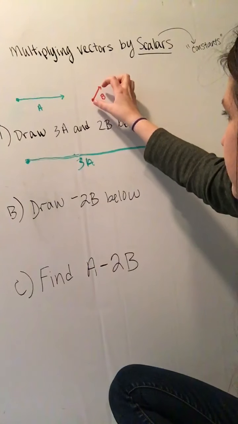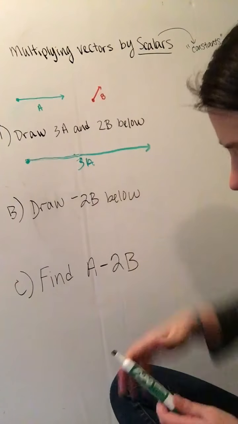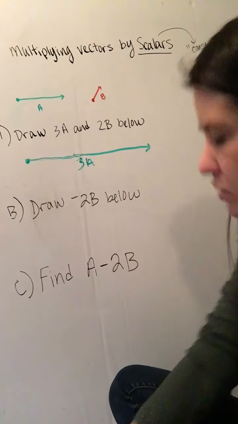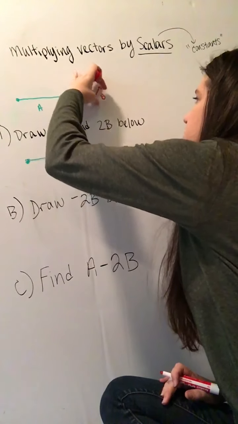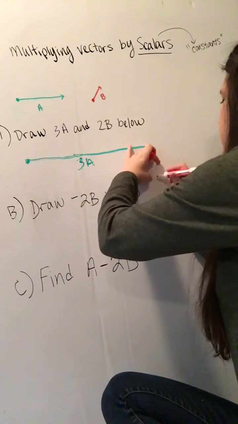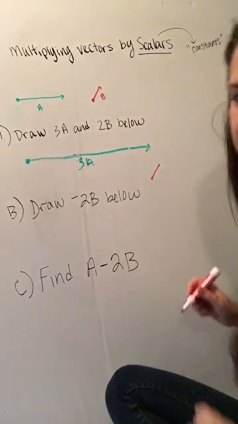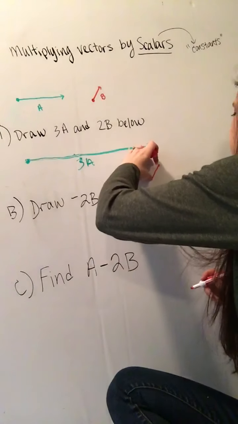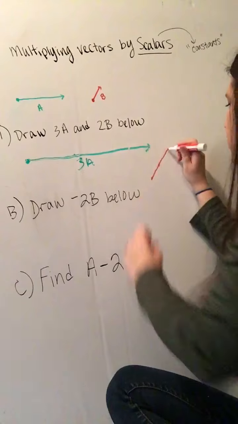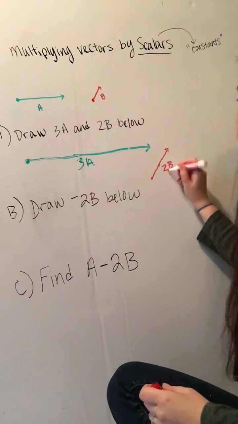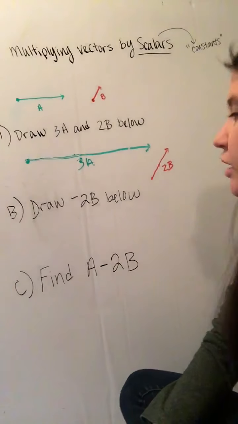Let's draw 2B. Same thing, the direction of B will stay the same. We're just going to double the magnitude or the length. So, let me get an idea of what this is. My hand starts about there, ends about there. So that's 1B. So 2B would look like that. Okay, so that's pretty simple stuff, right?